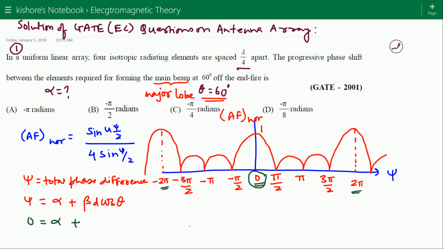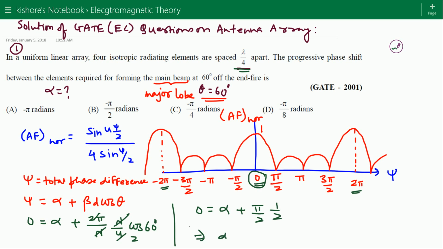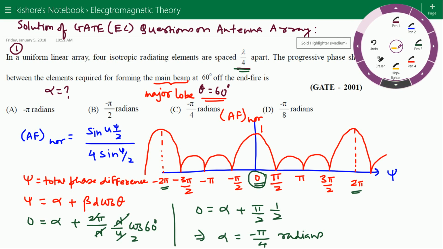This alpha is unknown, beta is 2 pi by lambda, and the separation between the elements is lambda by 4, cos theta, and theta is 60 degree, so better to write cos 60. So this one is alpha plus pi by 2, and cos 60 is 1 by 2, which will give alpha minus pi by 4 radians. So the answer is C, minus pi by 4 radians.